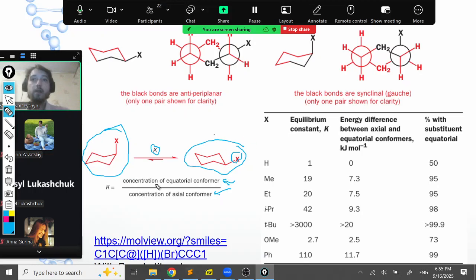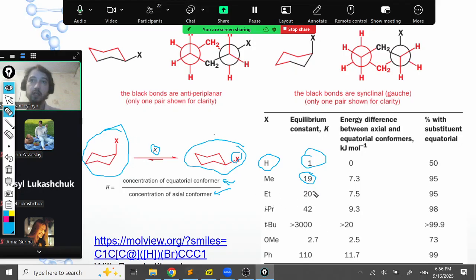And what are the values for this K? Here are a few of them. If this X is just a hydrogen atom, we have 1. So there is no preference between the axial and equatorial position. If I take methane, you see the number 19. So out of 20 molecules, 19 will be in the equatorial position and 1 in the axial.